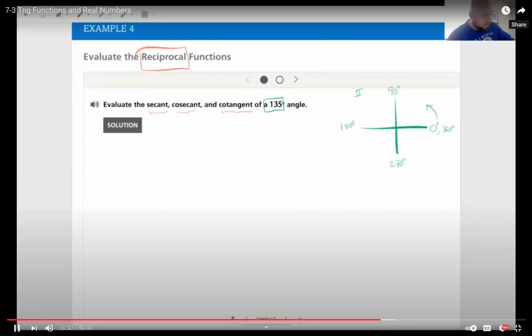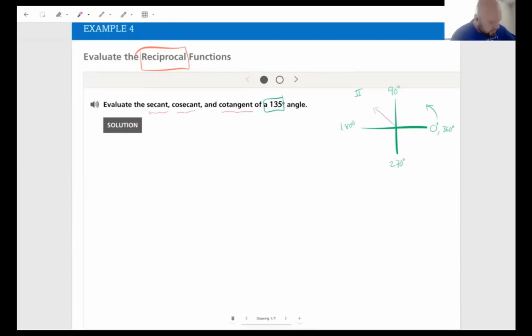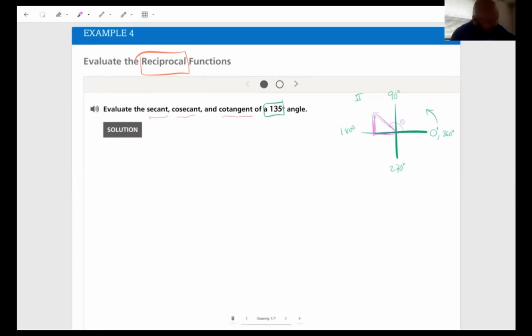It's halfway between 90 and 180. So this is our angle right here. That's theta. We're going to drop it down. We're going to make a reference triangle. So my reference triangle, if this is 135, then this has to be 45.